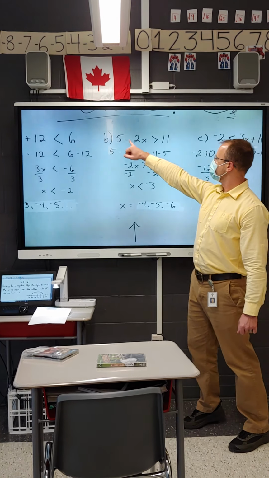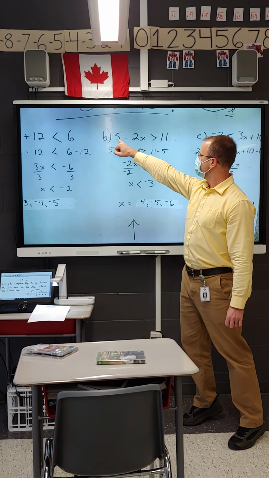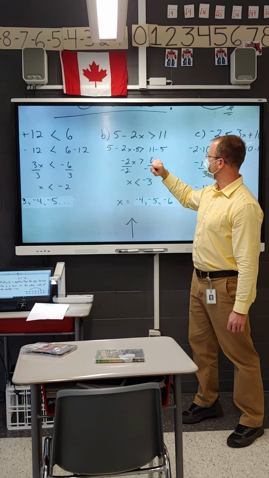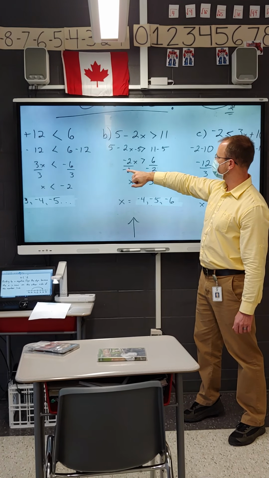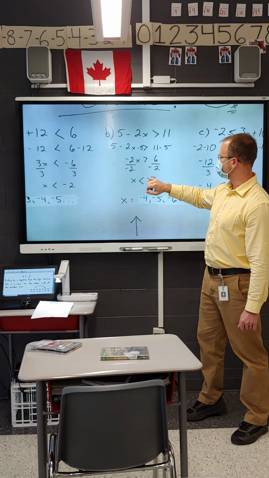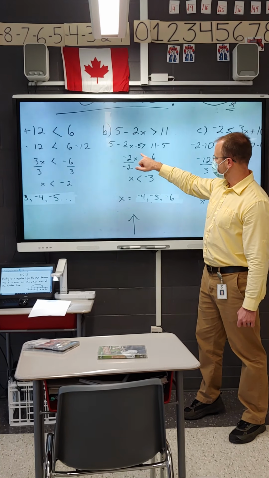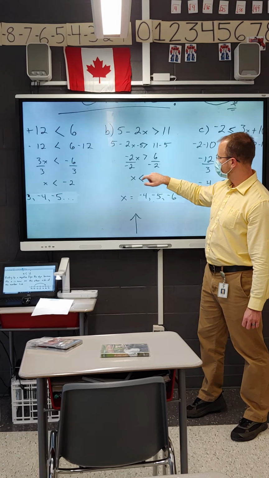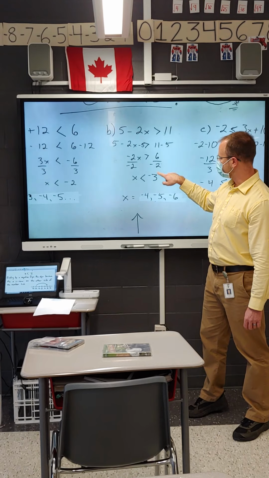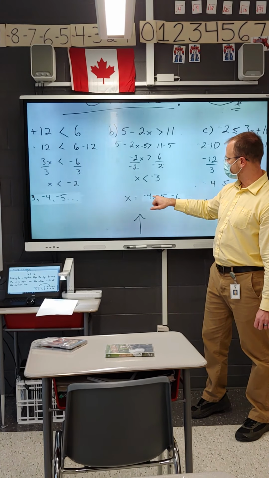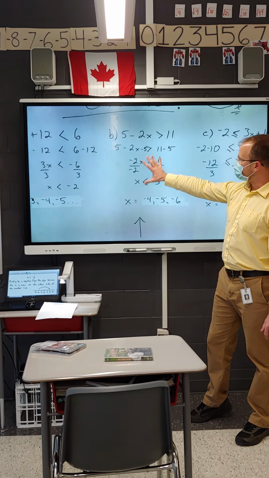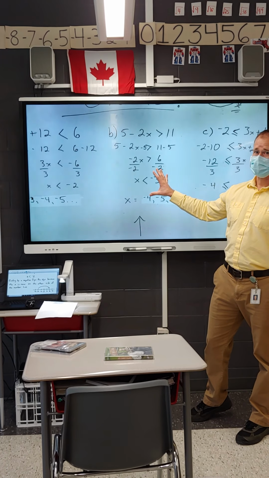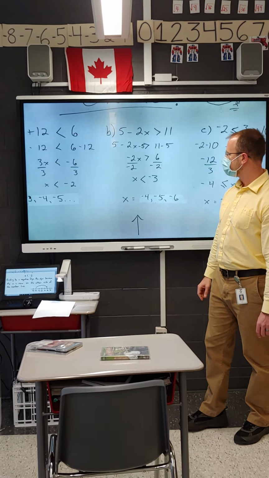With this one, that was a positive 5. So to make it equal 0, we're subtracting 5 from both sides, leaving us with negative 2x is greater than 6. Divide by negative 2, divide by negative 2. And then here we see that it swaps. So now x is less than negative 3. So x is going to be negative 4, negative 5, and negative 6. I forgot to build that into the lesson yesterday, so you get it now in 2 parts.